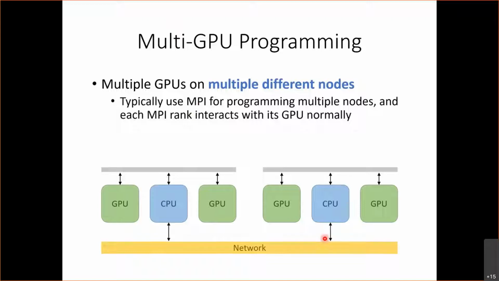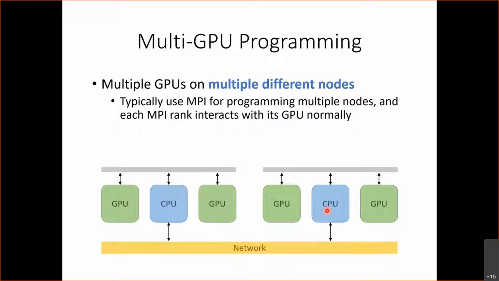In MPI, we have something called a rank. An MPI rank is like a thread on the CPU, but ranks can run on different CPUs. We can also have multiple ranks on the same CPU, where each one corresponds to a process that's running on the same CPU. And we can have each rank interacting with one of the GPUs.